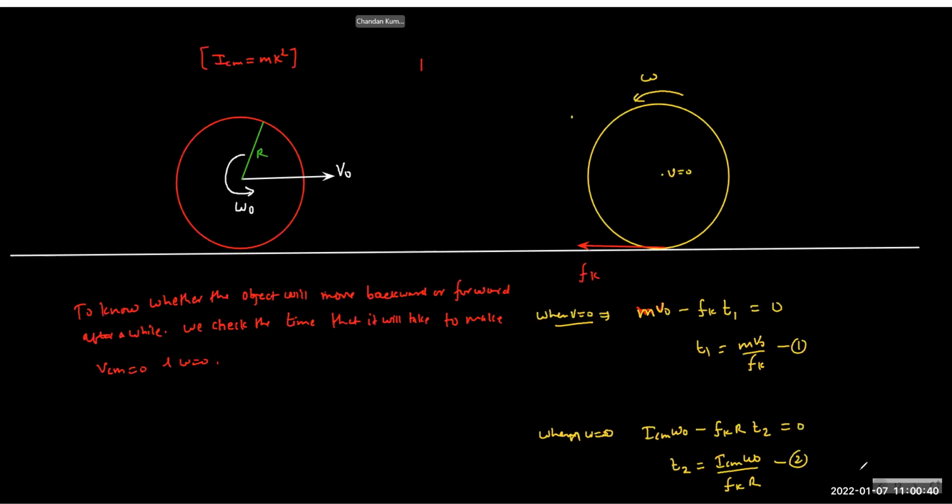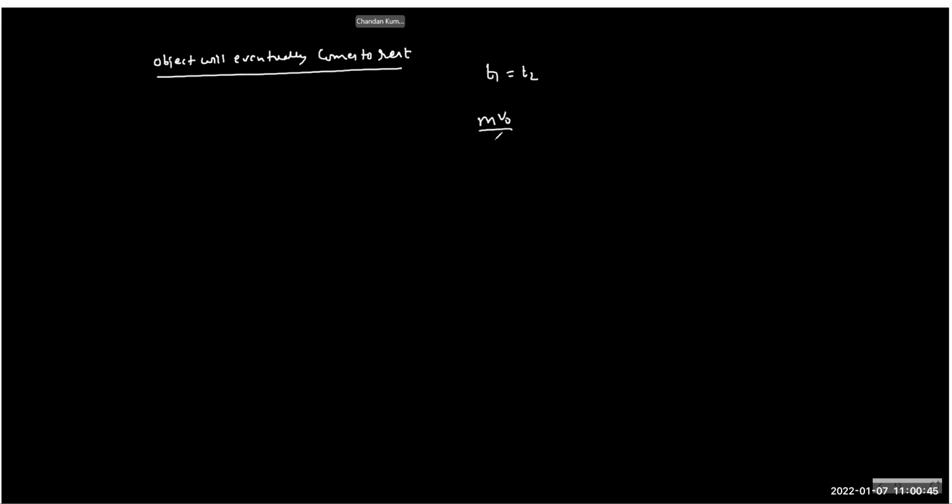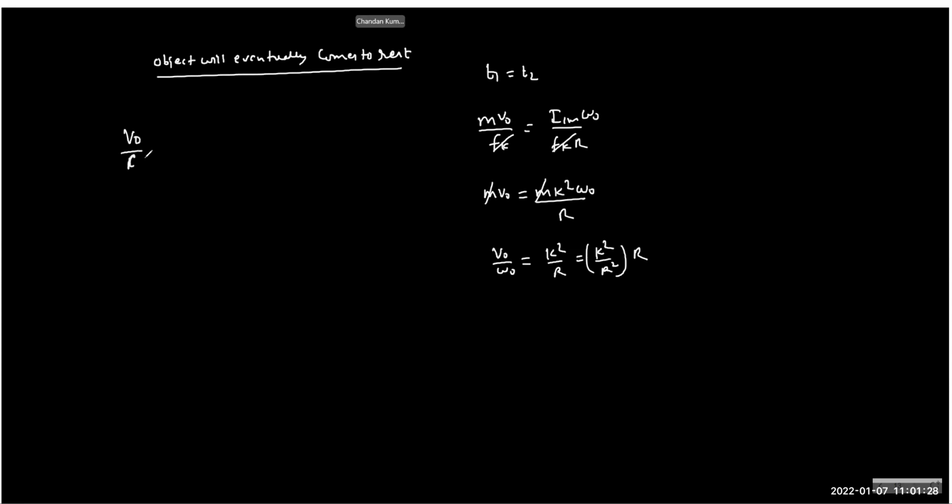So that means M V0 by F_k is I_CM omega naught by F_k R. Okay, so now this will cancel out. And then you have to write something interesting. M V naught, I_CM is M K square. So V naught by omega naught will have a relation K square by R, which I will write as K square by R square into R. So if V naught by omega naught is exactly equal to this ratio into R, it will come to rest.